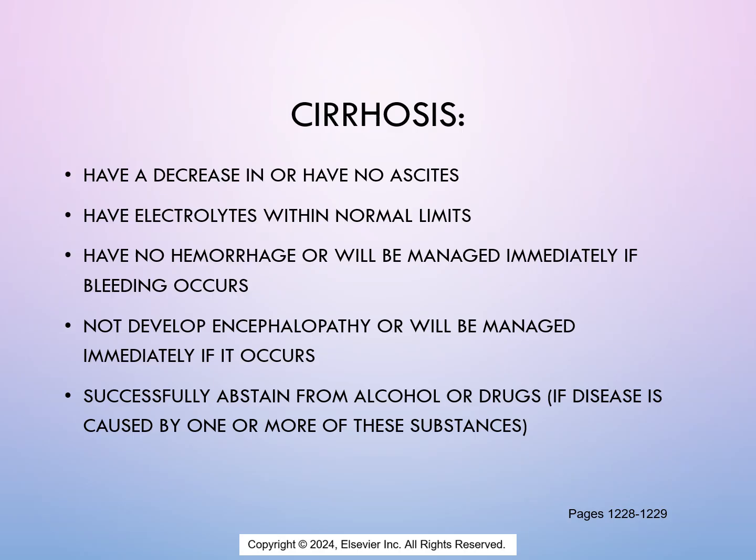The expected outcomes of effective treatment of cirrhosis include having a decrease in or no ascites, having electrolytes within normal limits, having no hemorrhage or it will be managed immediately if bleeding does occur. The patient does not develop encephalopathy or will be managed immediately if it occurs, and the patient successfully abstains from alcohol or drugs if the disease is caused by one or more of these substances.